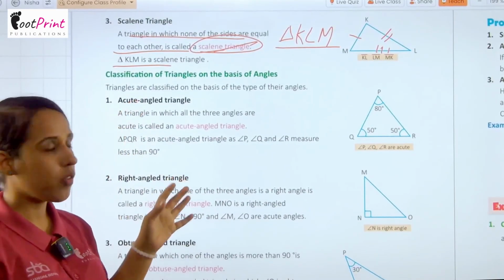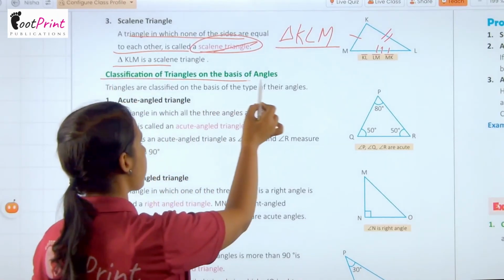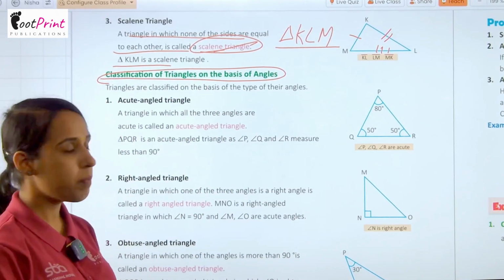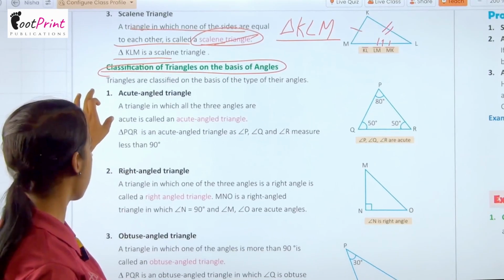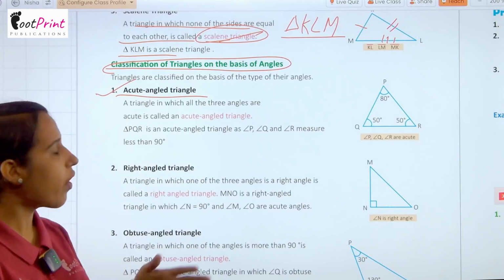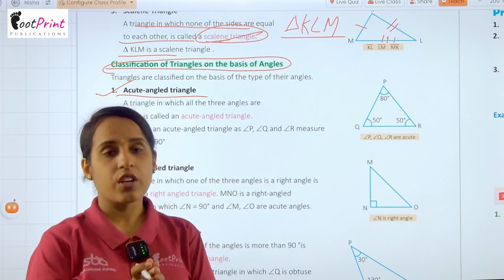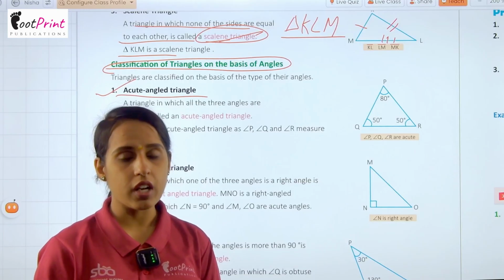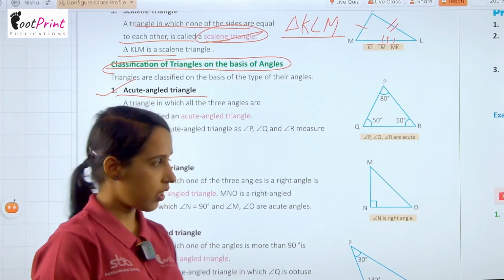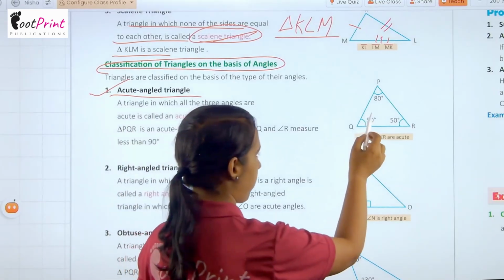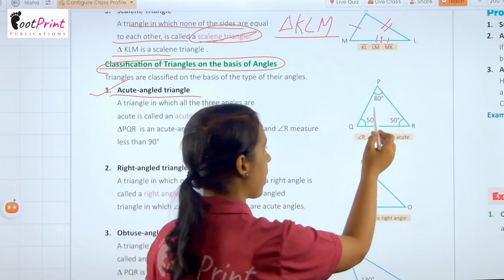Now here we learn about classification of triangles on the basis of angles. अब angles के basis पे हम देखेंगे triangle का classification. So first one is the acute angle triangle. As we know, an acute angle is from 0 degree to 90 degree, means more than 0 degree and less than 90 degree. So as a triangle जिसके जो angle होंगे, we know that in a triangle we have 3 angles.